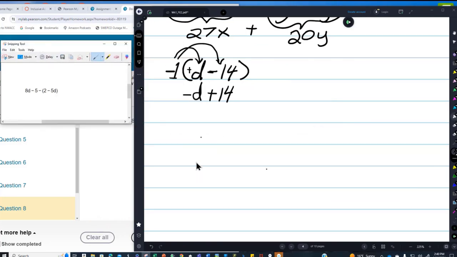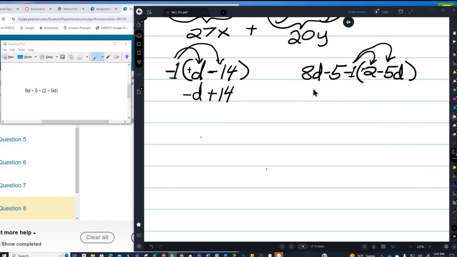We've got 8d minus 5 minus parentheses 2 minus 5d. I can't do a thing with this until I get rid of the parentheses. And the way I get rid of the parentheses is I act like this negative sign is a negative 1 and I distribute it to the positive 2 and to the negative 5d. So 8d minus 5 minus 2 plus 5d.